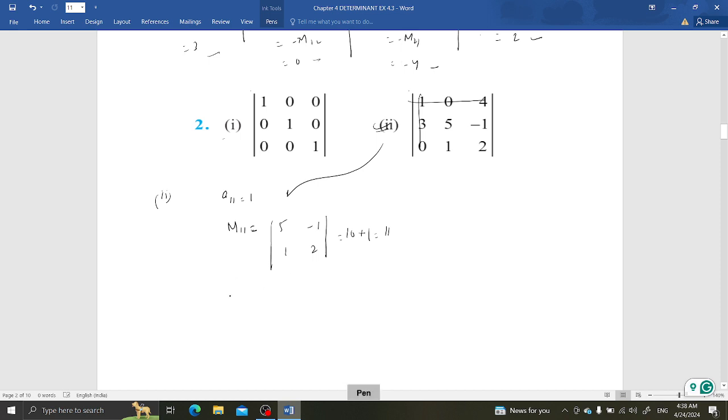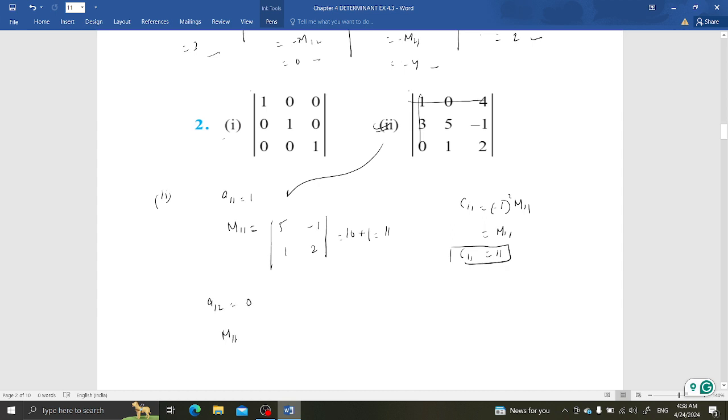Wait, let me complete this one thing also. By combining both of them, C11 is (-1)^2 M11, and we have M11 as 11, that is C11 also. Okay, now corresponding to the A12 we can find A12 is 0.